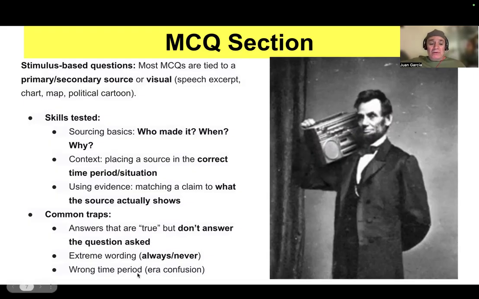Maybe the wrong time period. So they're going to give you a correct response, but in the wrong time period. Pay attention to those details in the MCQ section. I love Lincoln here listening to music. Well, not a technology for the time period, okay? Don't get tricked. Radios were not invented until the 1920s.